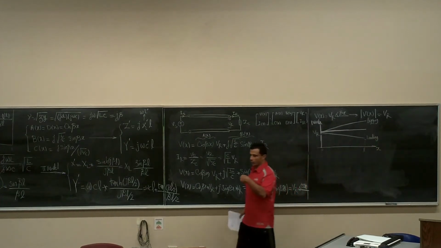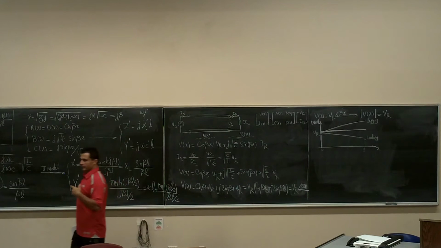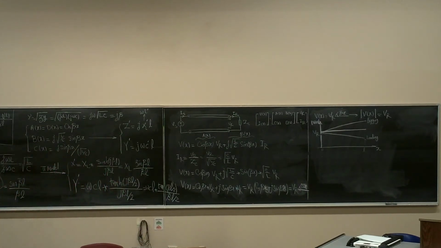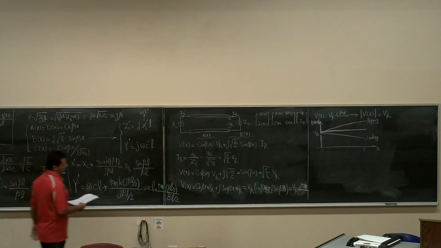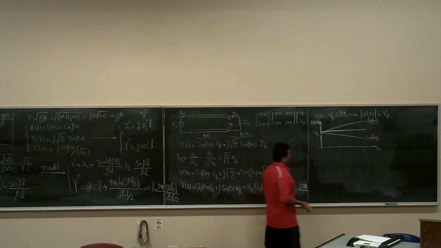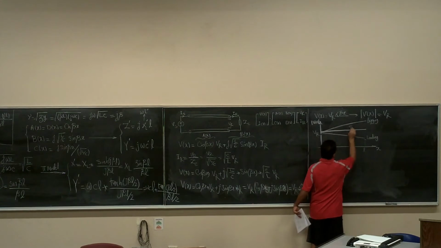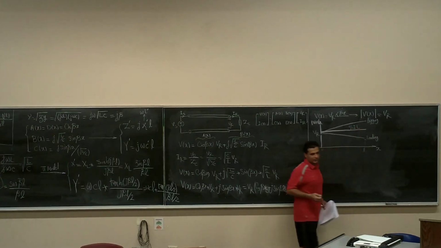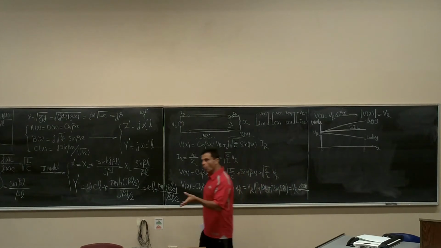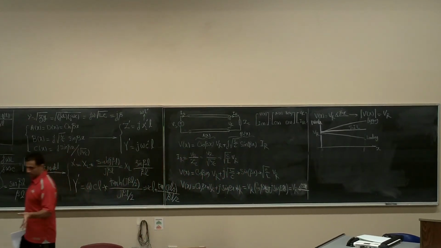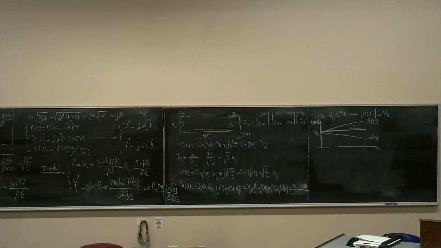Remember the one I drew for the short line? VS was smaller than VR, right, for leading power factor. They call this one SIL, surge impedance load. Your load is equal to the surge impedance. So if the load is equal to the surge impedance and it is a lossless line, the voltage profile is perfectly flat.